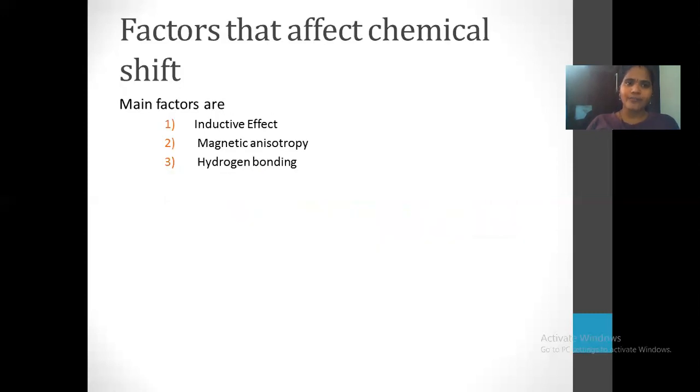So there are a lot of factors that affect the chemical shift, because we are discussing electron density, and that electron density may change because of various factors. There can be a directly attached group, which is an electron donating group or electron accepting group. There are a lot of factors that affect the chemical shift, but a few major concepts we are going to discuss here: inductive effect, magnetic anisotropy, and hydrogen bonding.